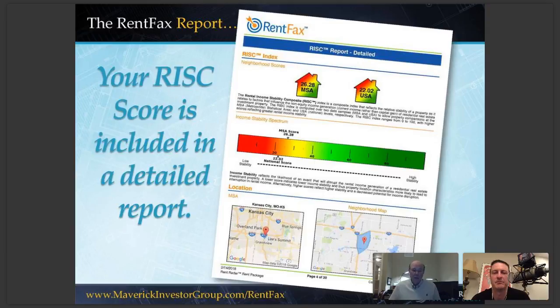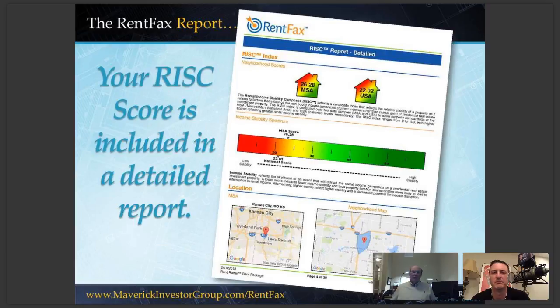The detailed report that is also available gets into the actual crime stats. It ranks the neighborhood relative to the U.S. crime overall. It's really interesting to look at.